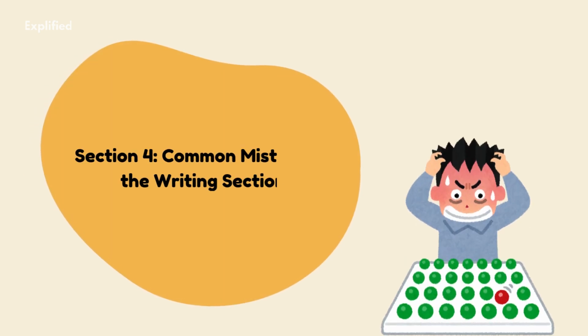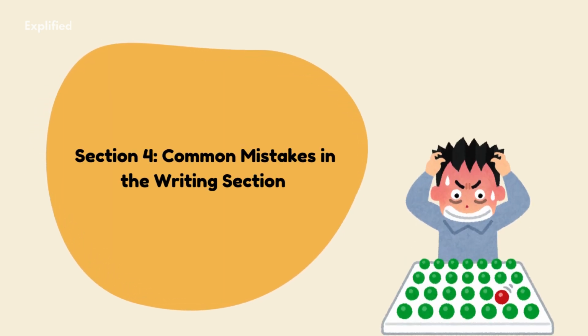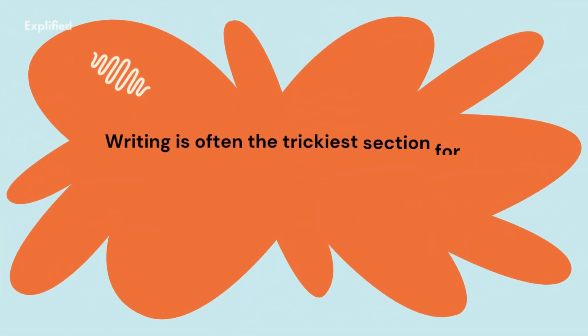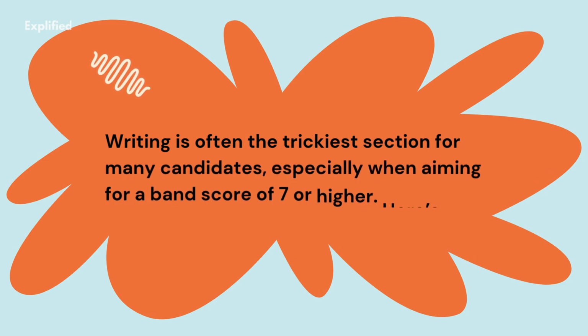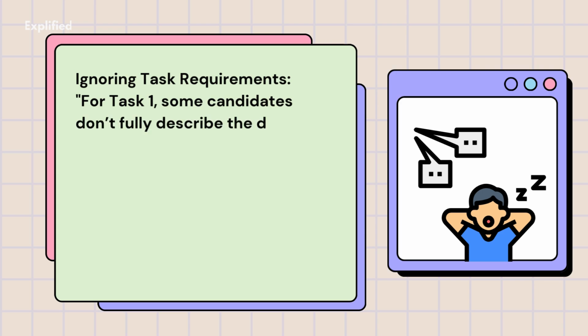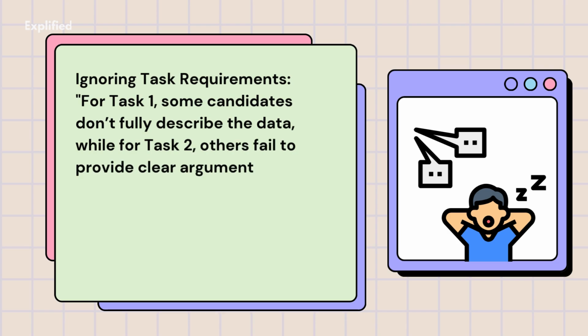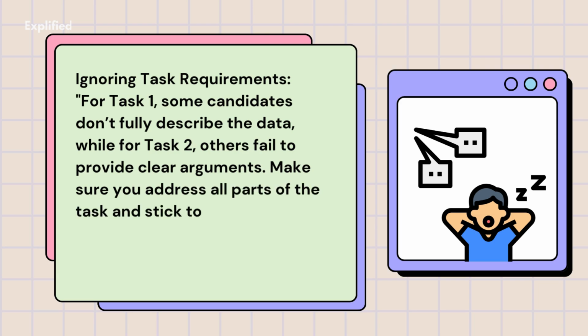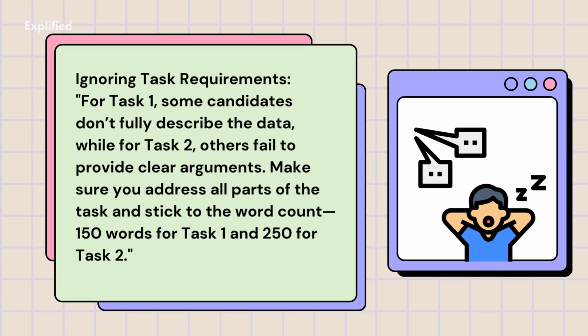Section 4. Common mistakes in the IELTS writing section. Writing is often the trickiest section for many candidates, especially when aiming for a band score of 7 or higher. Here's what to avoid. Ignoring task requirements. For Task 1, some candidates don't fully describe the data, while for Task 2, others fail to provide clear arguments. Make sure you address all parts of the task and stick to the word count, 150 words for Task 1 and 250 for Task 2.